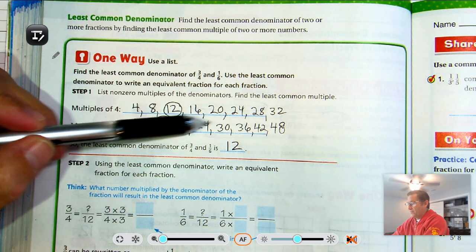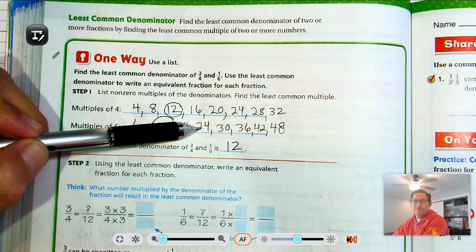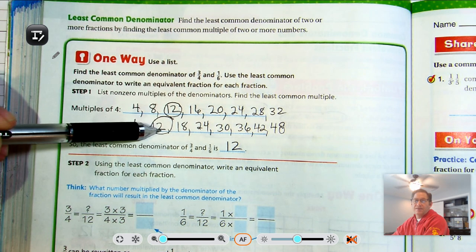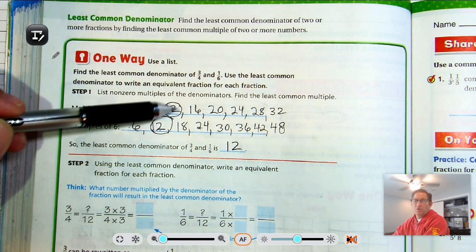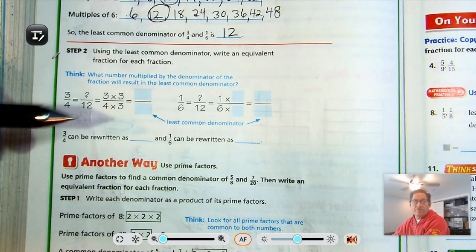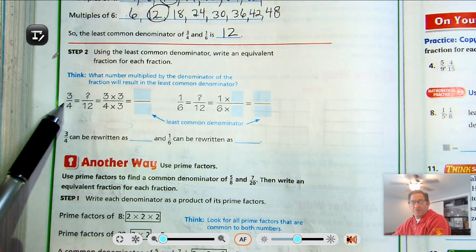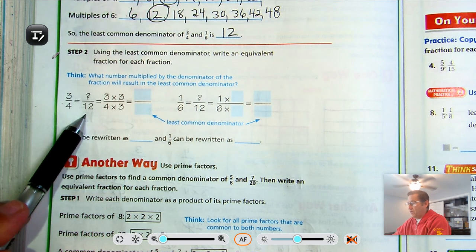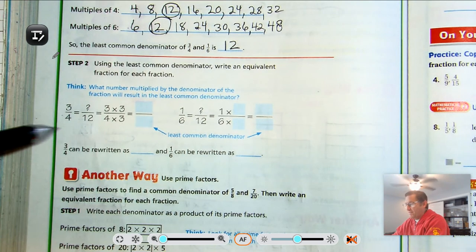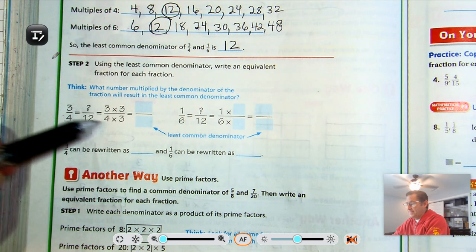Now, you'll notice that 24 is also in common, but we want the least common multiple. The smallest multiple in common is 12. All right. Now, we can use the least common denominator to write an equivalent fraction. So here we have 3/4, and we want to turn it into 12ths because we said that 12ths is a common denominator. So what would I have to multiply 4 by to get 12ths?